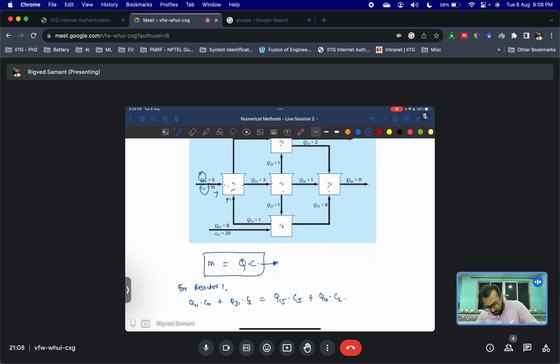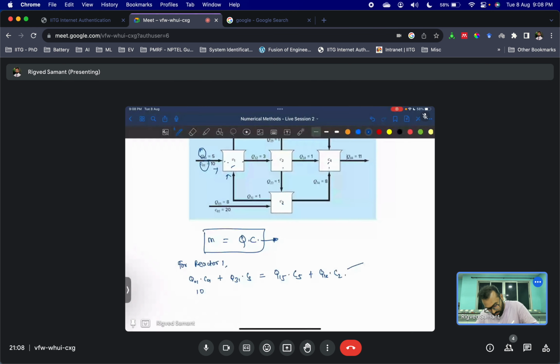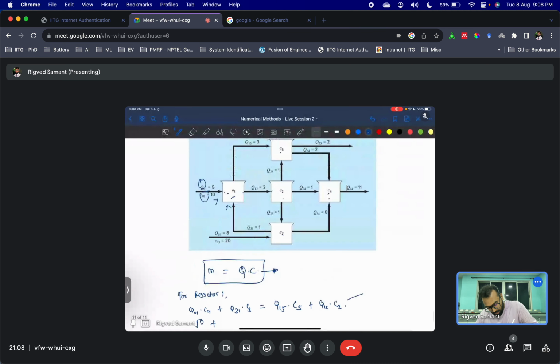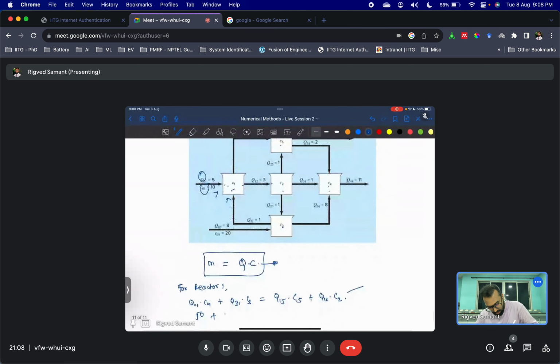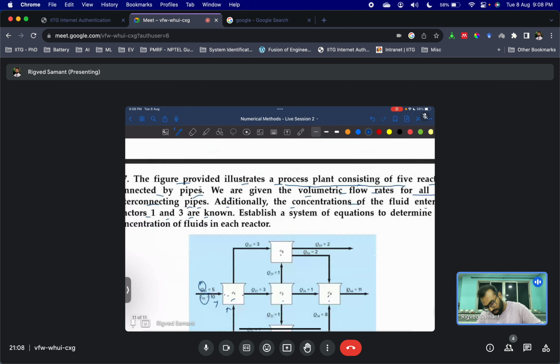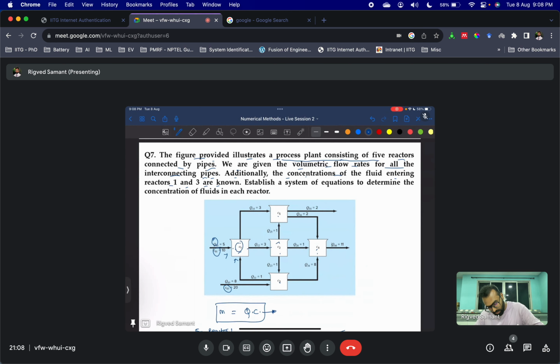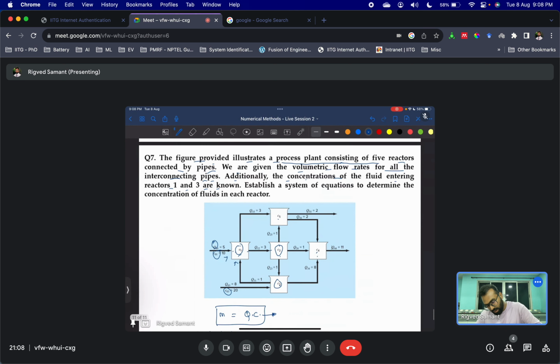So this value would be 5 into 10, so it would be 50, plus Q31. What is Q31? 1 into C3, that would be C3 only. C3 is not given; only C03 and C01 are given. The concentration of fluid entering the reactors is given. C3 is what we have to find. So establish a system of equations to determine the concentration of fluid in each reactor.